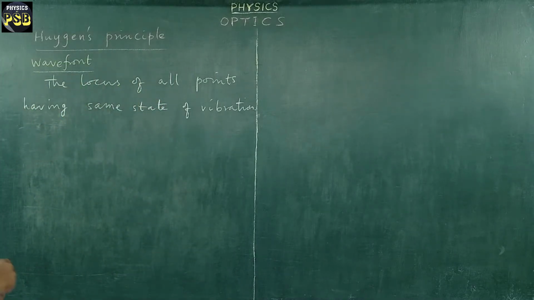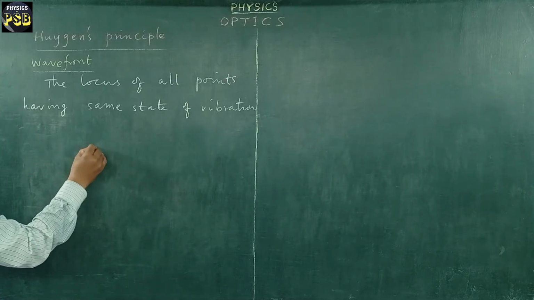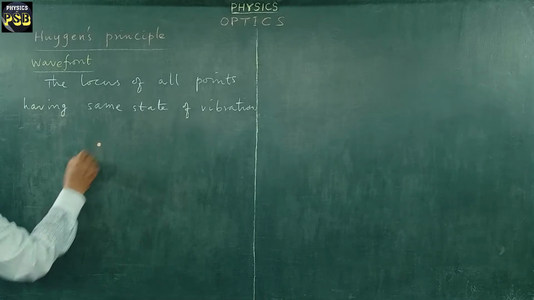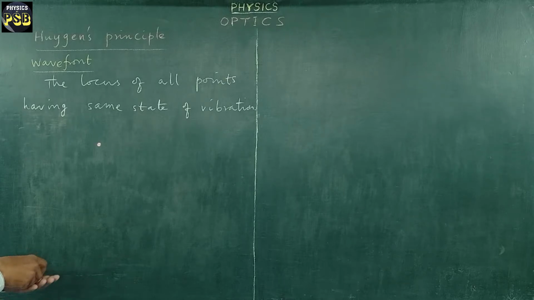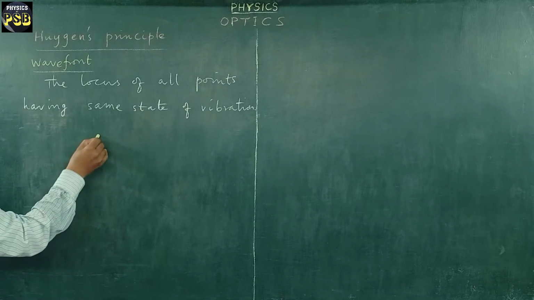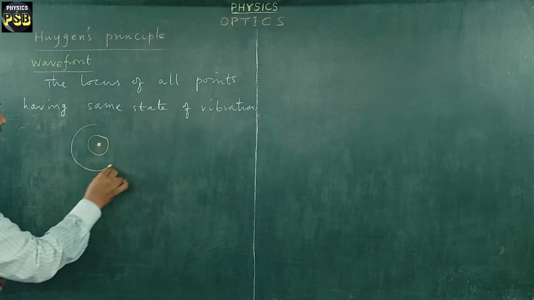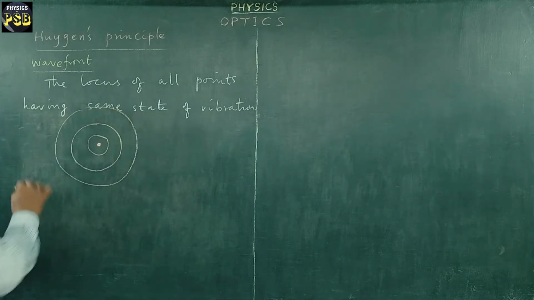Now here I take the example of water waves. There is a still water surface and we drop a stone. Then see, this is the point where the stone hits the still water surface. In such case, water ripples are formed, which are in the form of concentric circles. They spread out in this way.